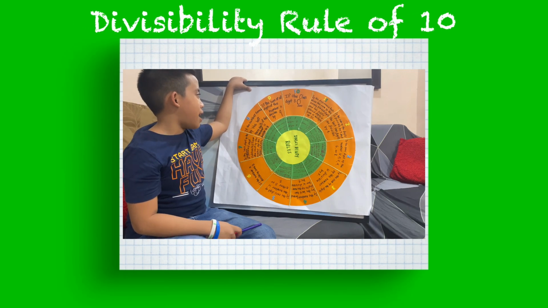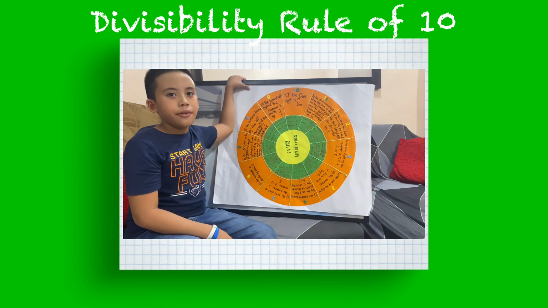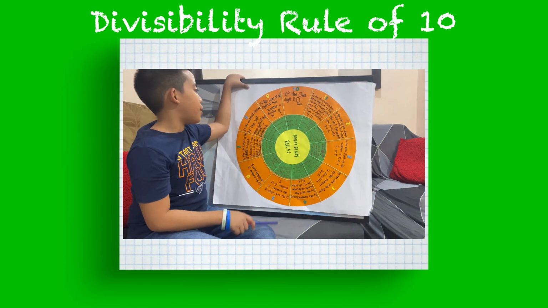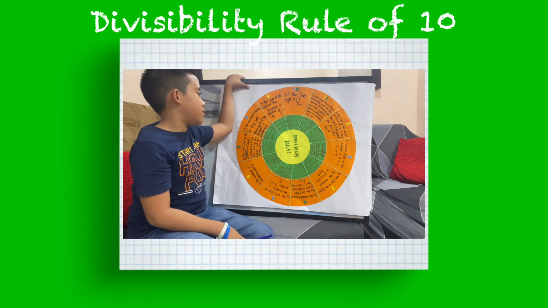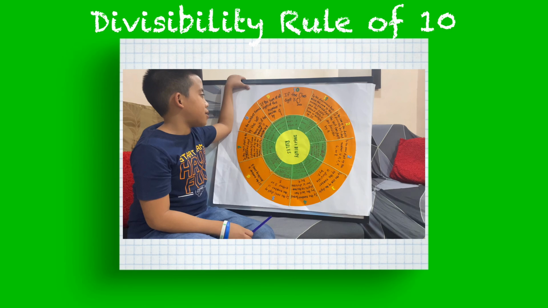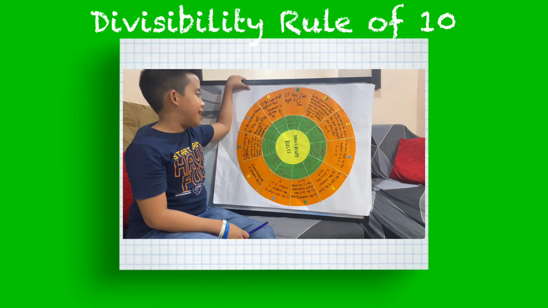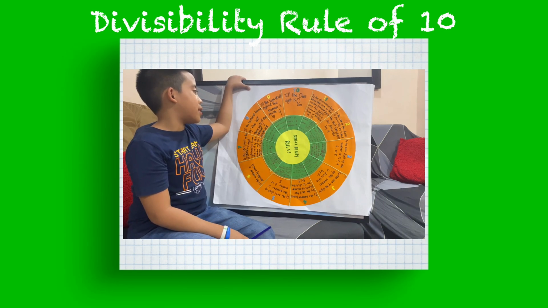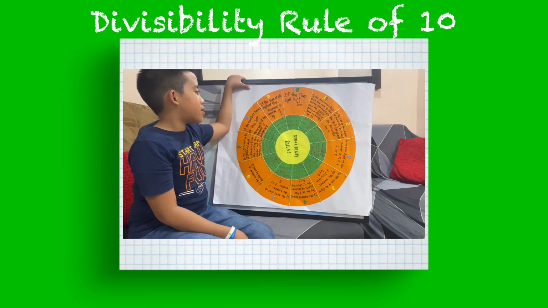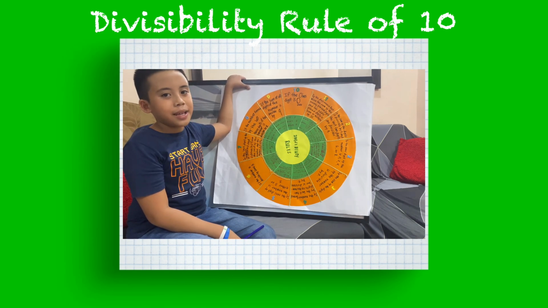Divisibility rule number 10. If the ones digit is 0, then it is divisible by 10. Example, 1780. The last digit is 0, therefore 1780 is divisible by 10. The next example is 36,870. The last digit is 0, therefore 36,870 is divisible by 10.